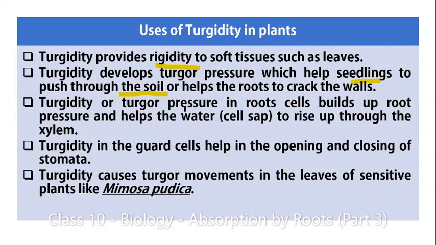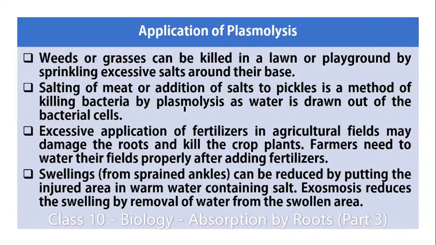We can also see such kind of turgor movements in the sensitive plant Mimosa pudica, the touch-me-not plant. When we touch the leaves of the plant, we see them closing. When we touch it, the cells at the base of the stalk lose their turgidity. That is why they close. But after some time, they again gain turgidity and the leaves open. So this kind of turgor movement is also caused by turgidity.